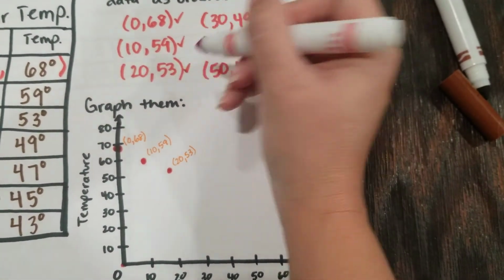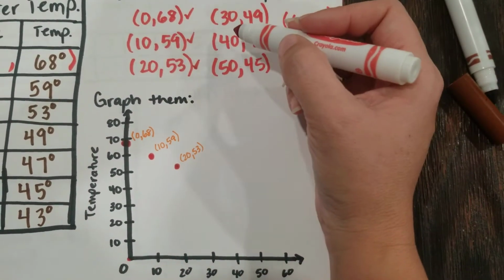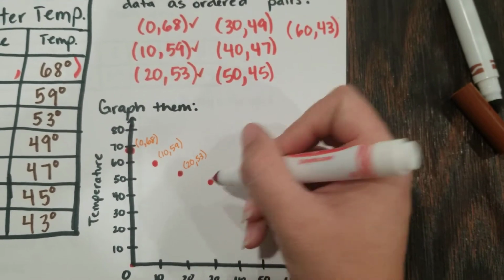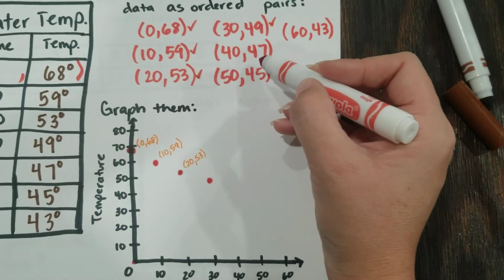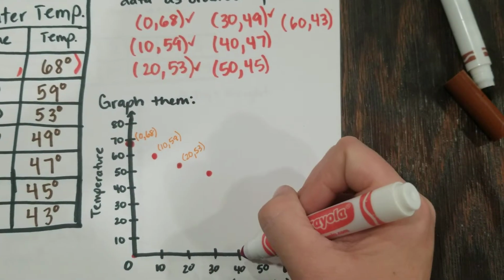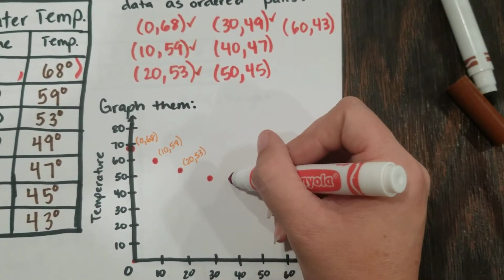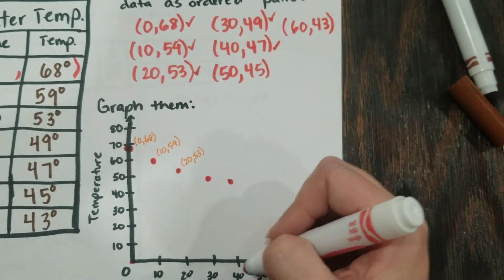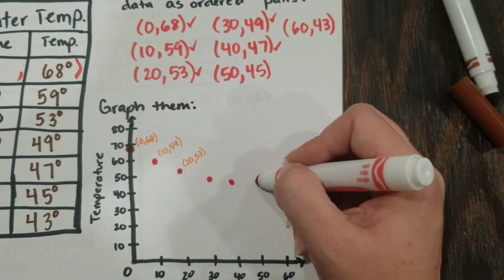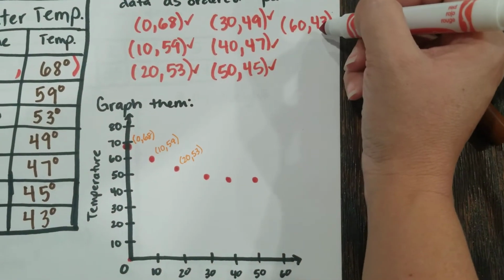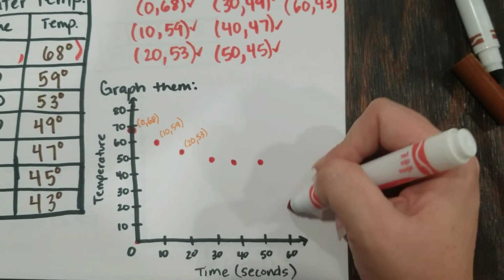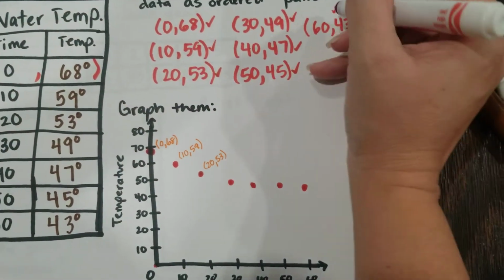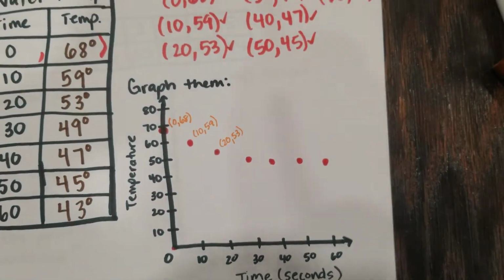Check. All right, and I'm just going to do these next ones a little faster. So over 30, up 49, check. Over 40, up 47, so over 40, up 47, it's going to be about right there, check. Over 50, up 45, 50, 45, check. And then over 60, up 43, 60, 43. All right, check. So there's all my ordered pairs, nice and graphed.